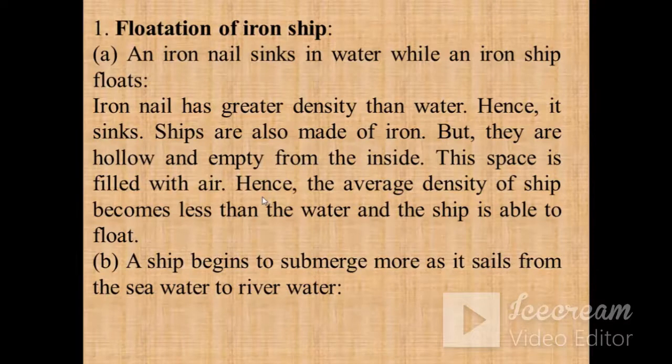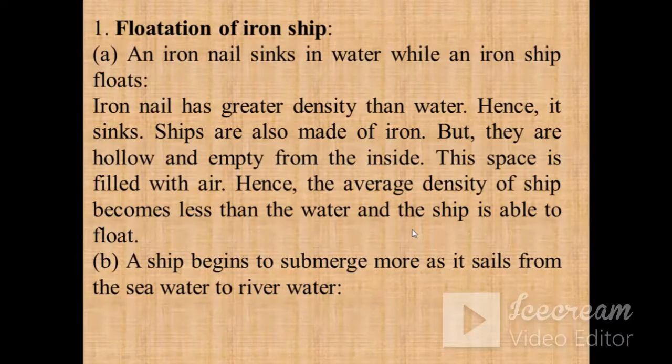So at the bottom of the ship, the hollow and empty space is there, and that space is filled with air. Because of this, the average density of the ship becomes less than that of water, due to which the ship is able to float. The ship begins to submerge more as it sails from sea water to river water.